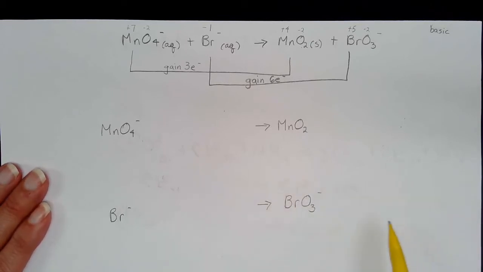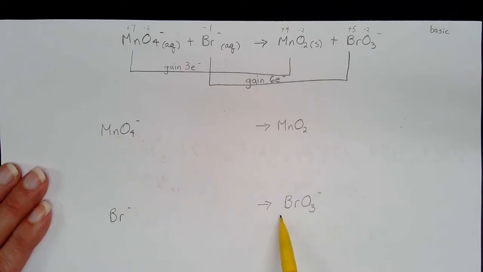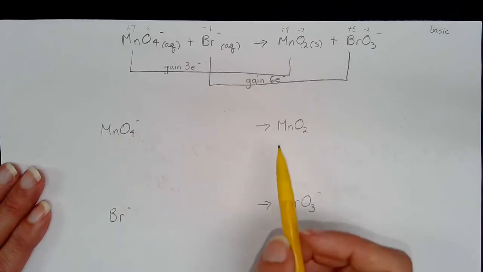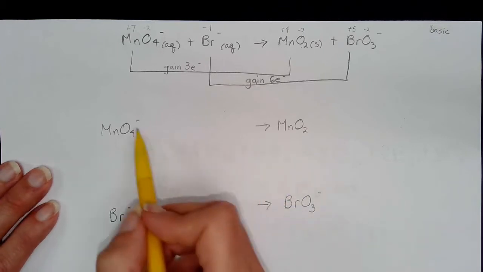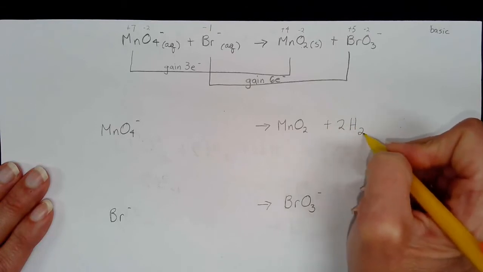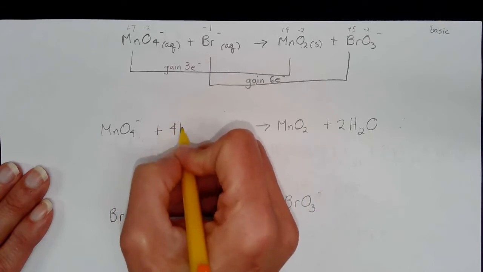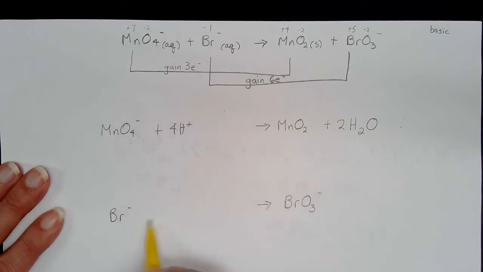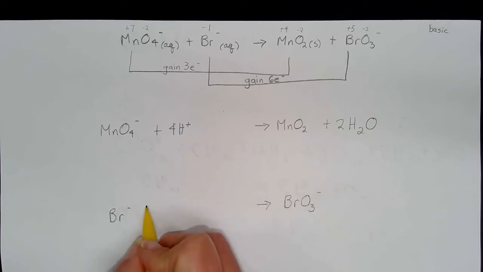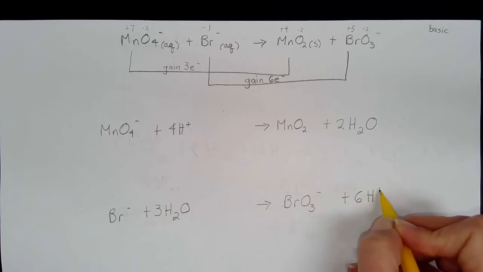And now we're going to first look at our elements that are undergoing redox. That would be the manganese and the bromine. Those are already balanced for number. We need to now balance the oxygen by adding water. So we're going to add 2 water molecules to the right side, which is then going to require me to add 4 hydrogen ions to the left side. Here we're going to need to add 3 water molecules to the left side, which is going to require me to add 6 hydrogen ions to the right side.